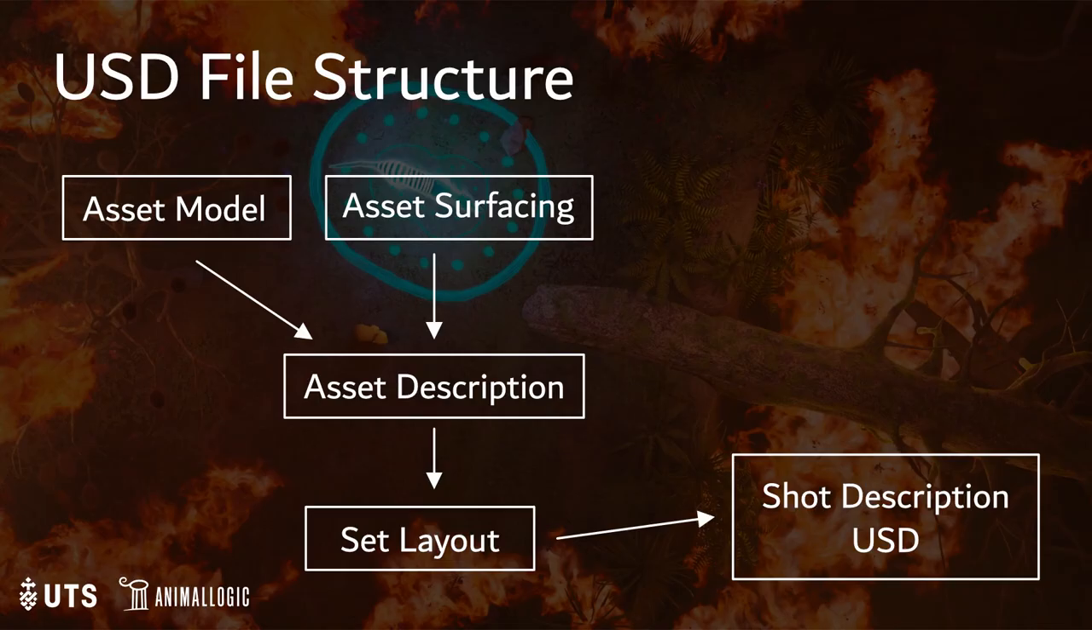One advantage of USD is that for every shot, we have a master USD file. And that file references in all of the assets required to build that shot. These references are stored as asset resolver links inside this file instead of actual file paths to all of the different USDs. And long story short, what that means is that when the assets are published into the pipeline, this shot description file will automatically reference in all of those changes without any human interaction. So that enables us to do stuff like this.